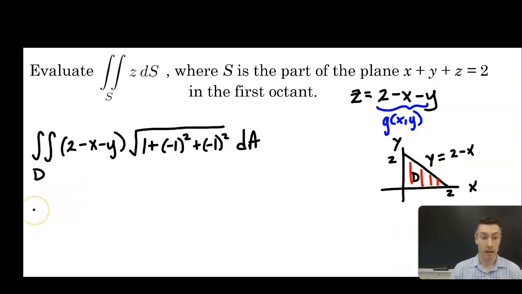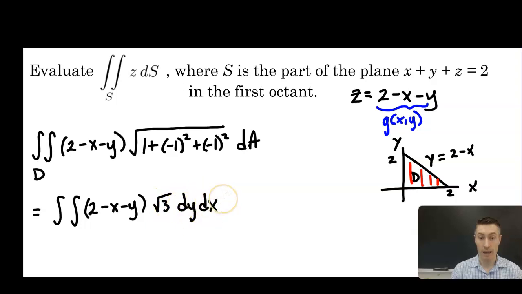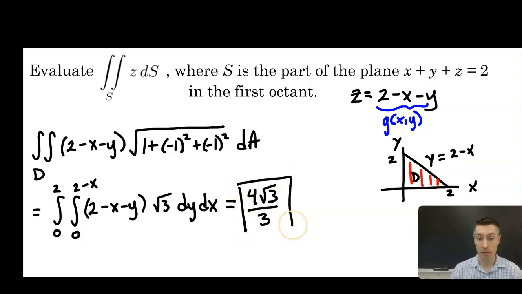So we have the double integral of 2 minus x minus y, square root of 3, dy dx, and y goes from 0 to 2 minus x, and then x goes from 0 to 2. And again, this would be a great example for you to practice your integration with. The answer at the end of all the integration will be 4 square root of 3 over 3.